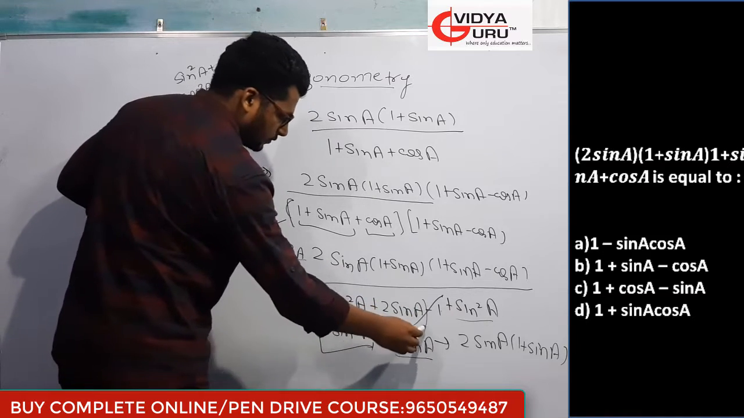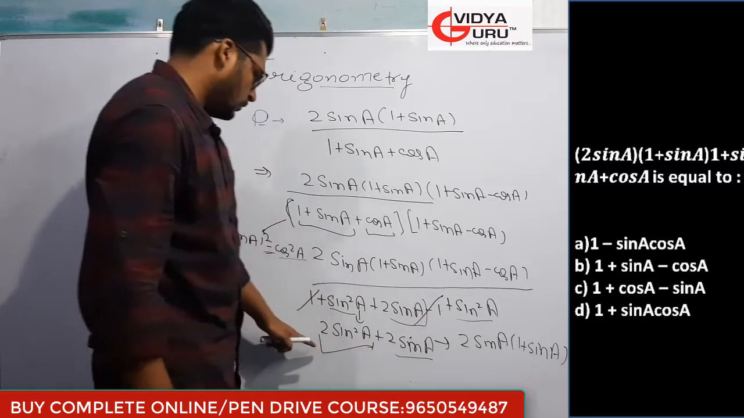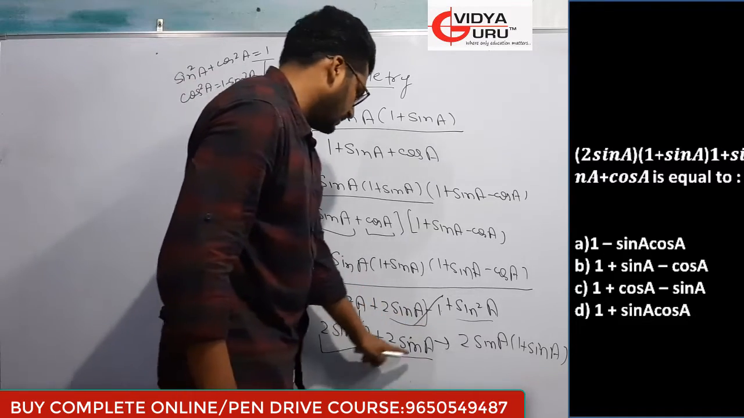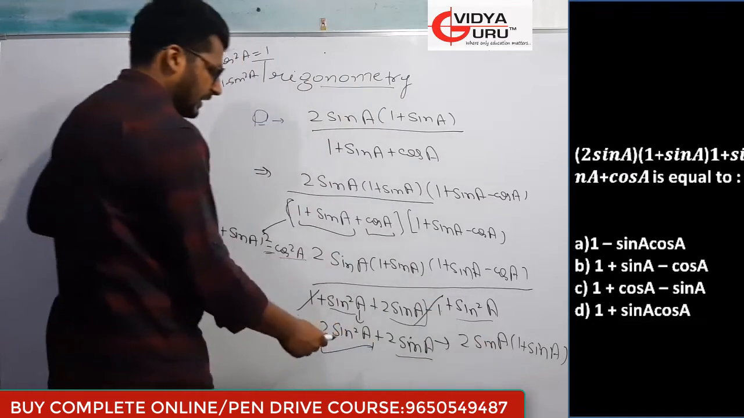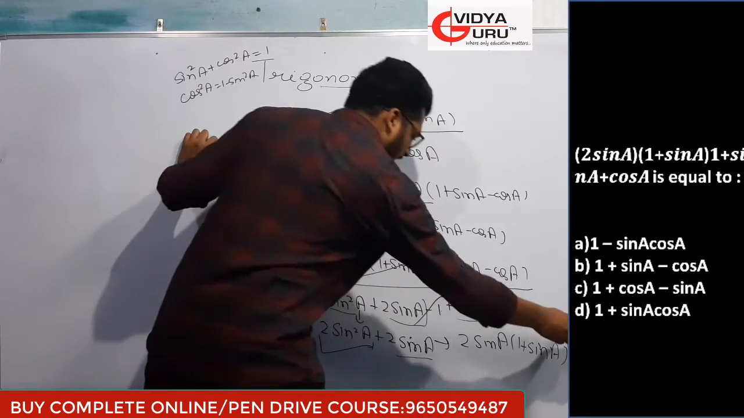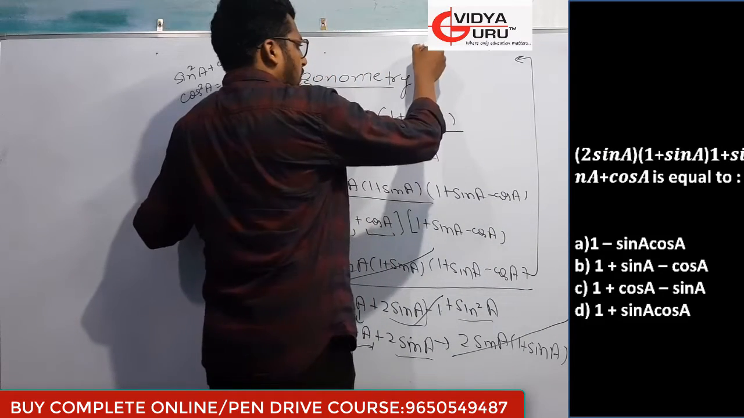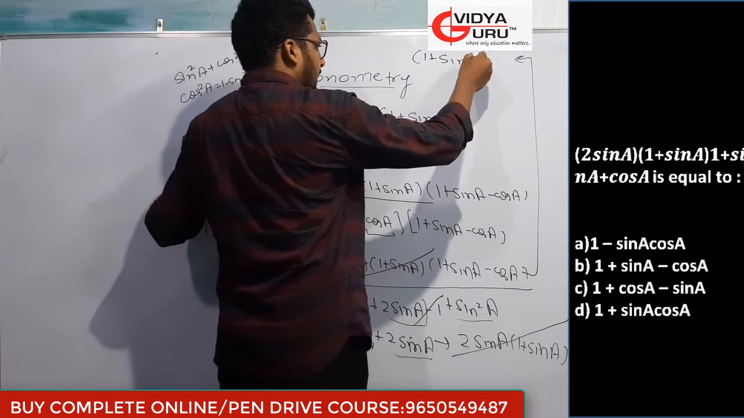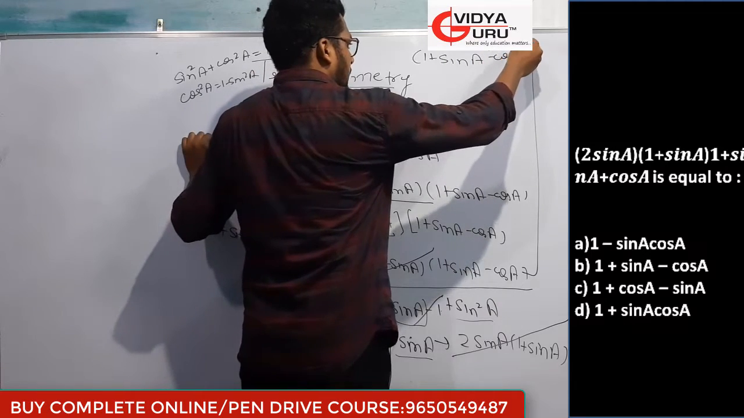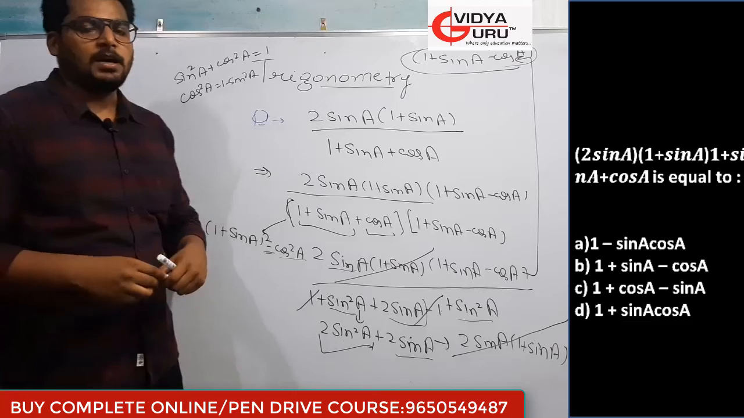2 sin A, this one. If I take 2 sin A common, here what will be left? 2 sin A common, 1 plus sin A, 1 plus sin A. This is also 2 sin A, 1 plus sin A, so this will be cancelled out. So what is left in the numerator? 1 plus sin A minus cos A. 1 plus sin A minus cos A is the answer of this question.